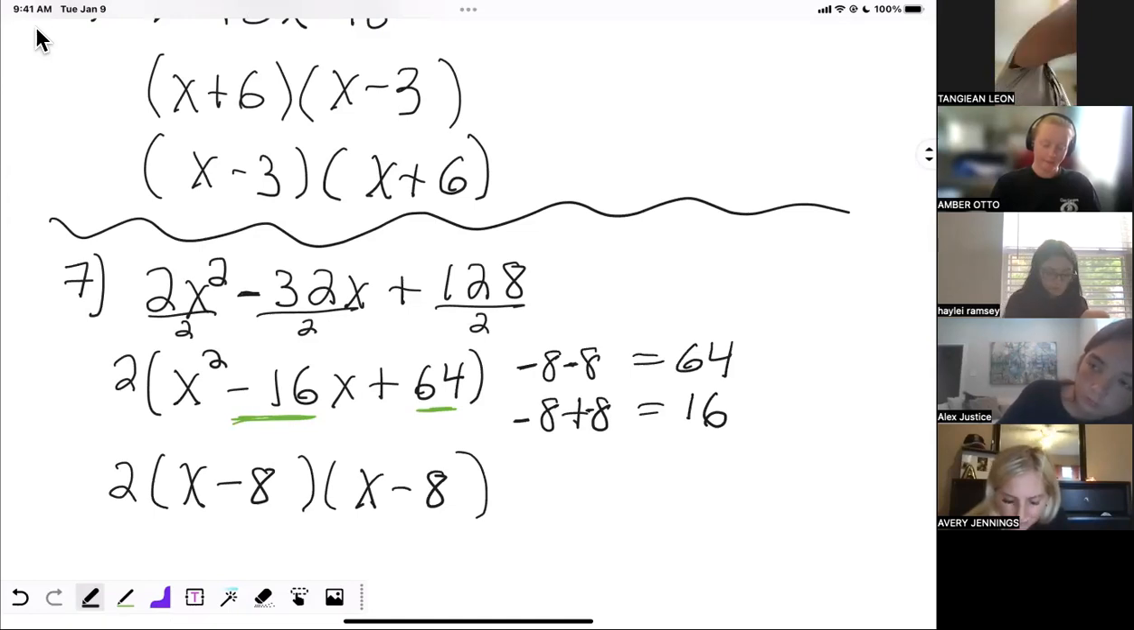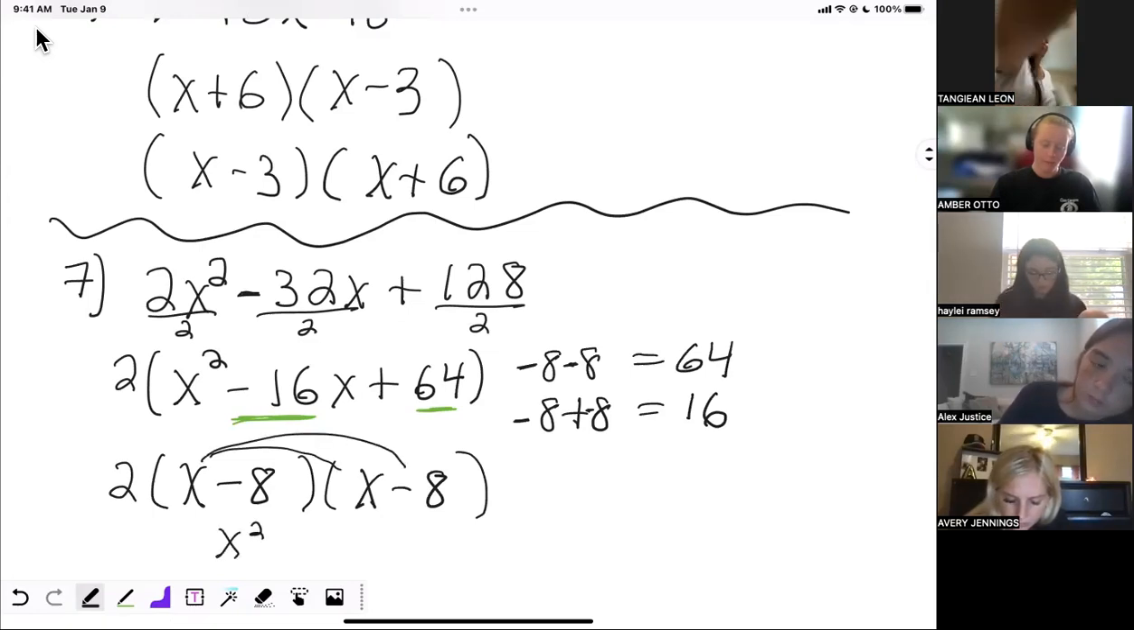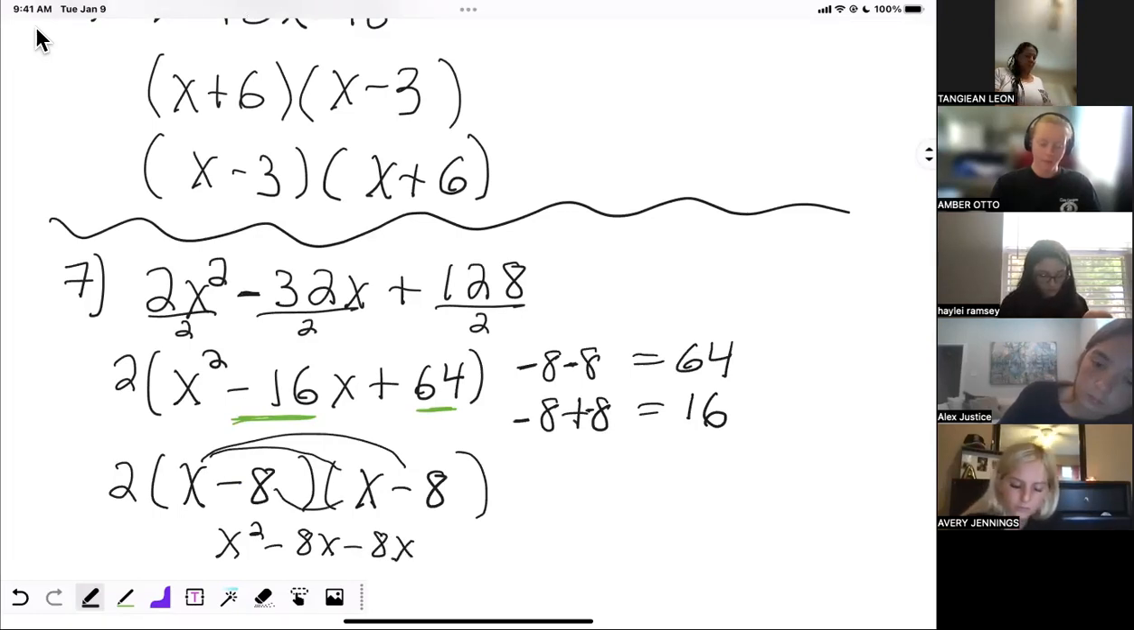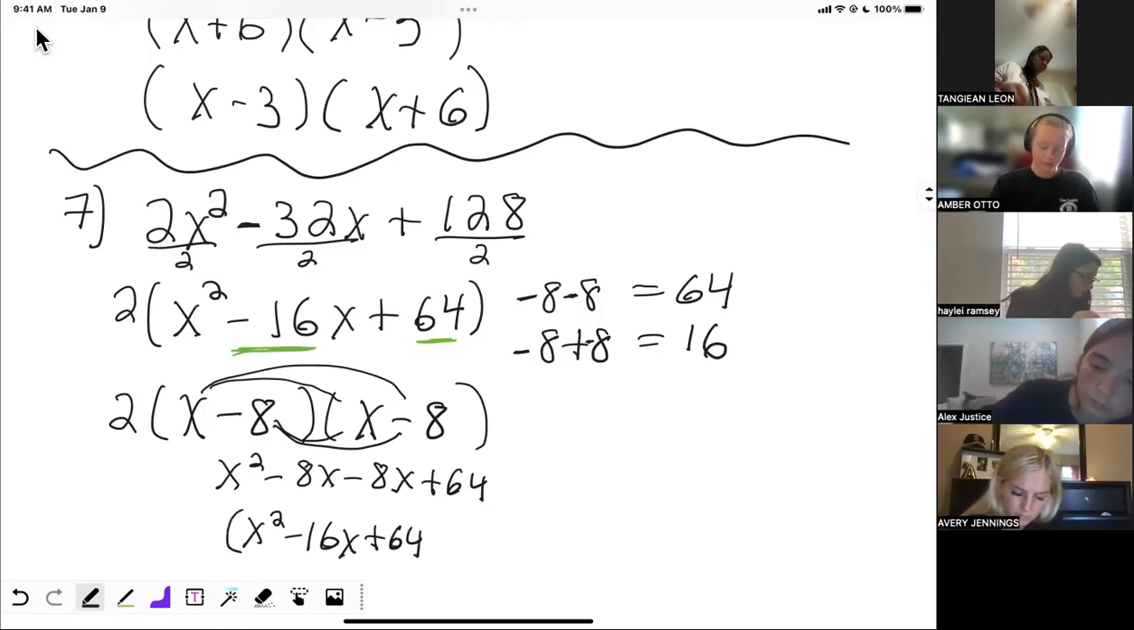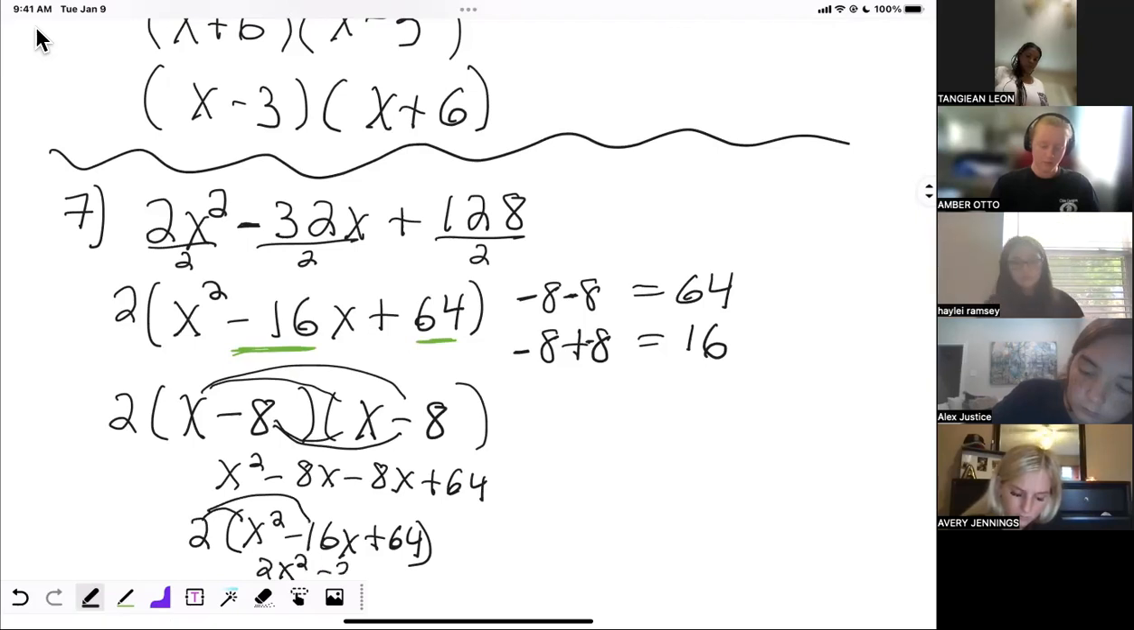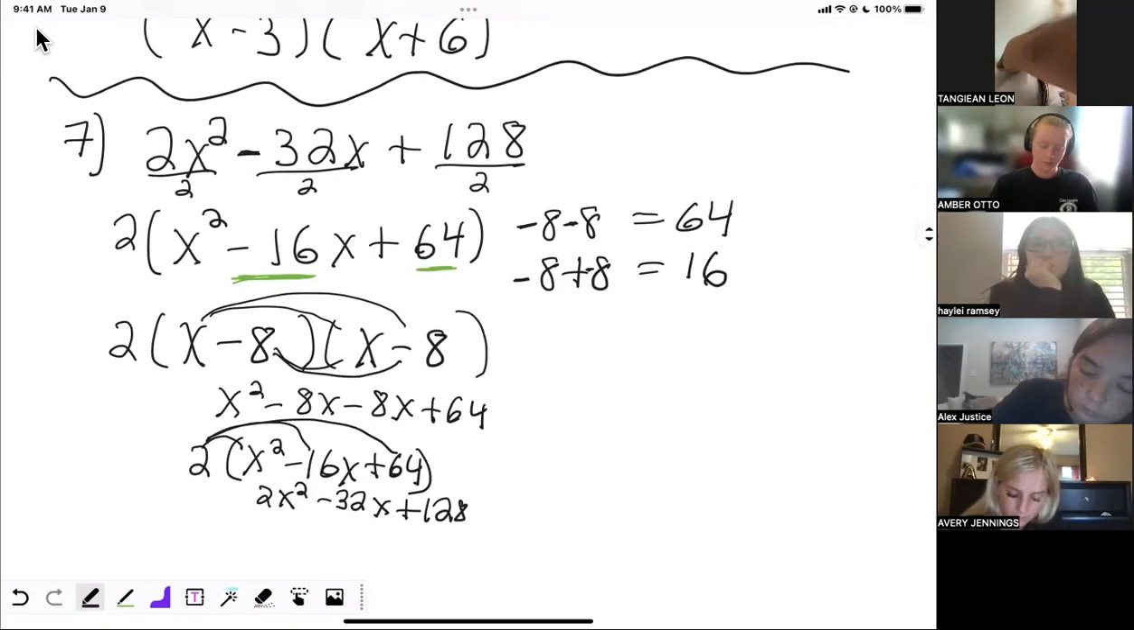Again, I'll show you, we can FOIL or double distribute this to check my answer. You should always check your answer when you first do these. So if I simplify this, I have x squared minus 16x plus 64. But do not forget that I have a 2 that I had to carry down. If I distribute, I get 2x squared minus 32x plus 128. Is that what we started with? Yep. So I know it's my answer.